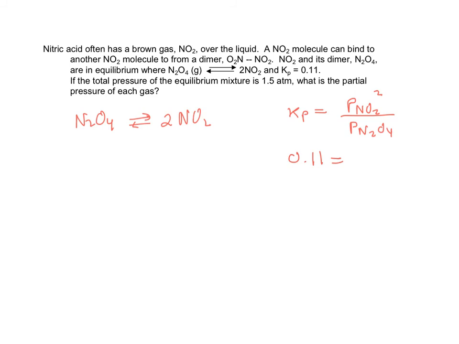Well, we know that P total is 1.5 atm, which is the partial pressure of the N2O4 plus the partial pressure of the NO2, right? If you add them together, that's the total pressure. Now, can I say that the partial pressure of this is twice the partial pressure of this? A lot of people do that. The answer is no. Why not?